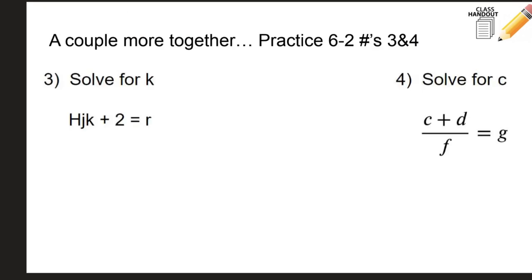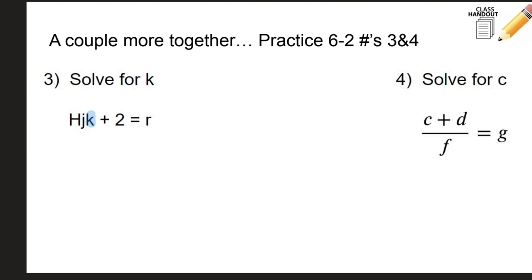Okay, now let's look at a couple more problems, from the practice problems, number 3 and number 4. So number 3, it says that we're solving for K. So we need to get rid of everything surrounding K. In terms of what is happening to K, it's being multiplied by H and J, and then we're also adding 2 to it.